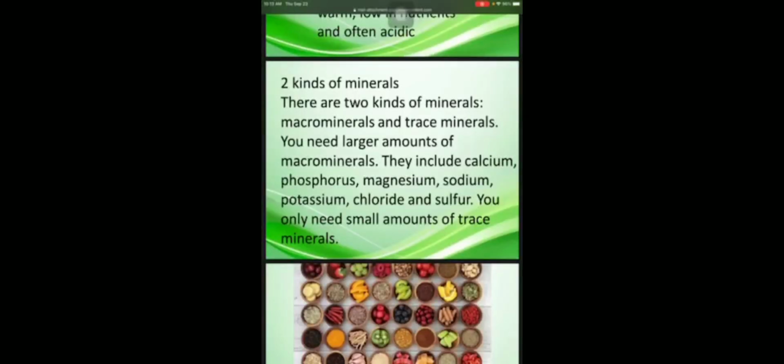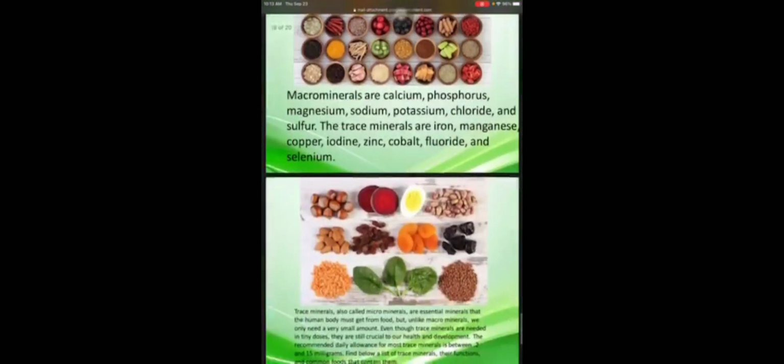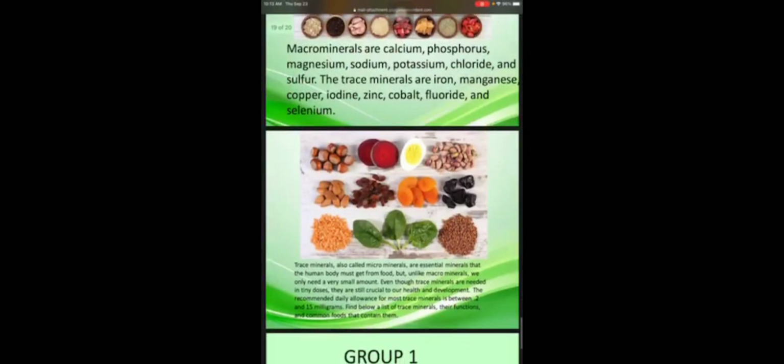There are two kinds of minerals: macrominerals and trace minerals. You need larger amounts of macrominerals. They include calcium, phosphorus, magnesium, sodium, potassium, chloride, and sulfur. You need only small amounts of trace minerals. The trace minerals are iron, manganese, copper, iodine, zinc, cobalt, fluoride, and selenium.